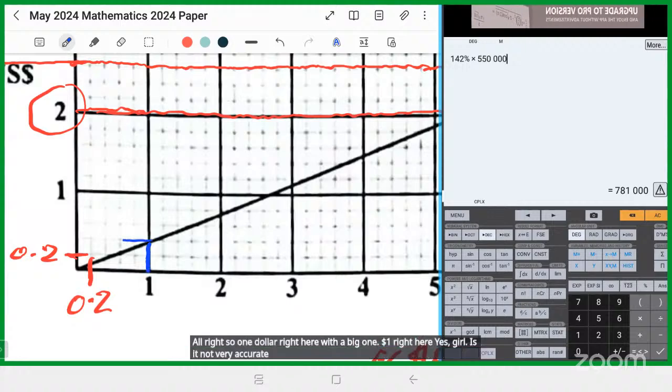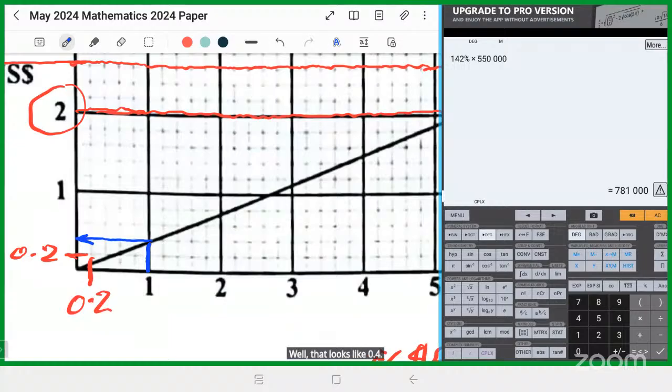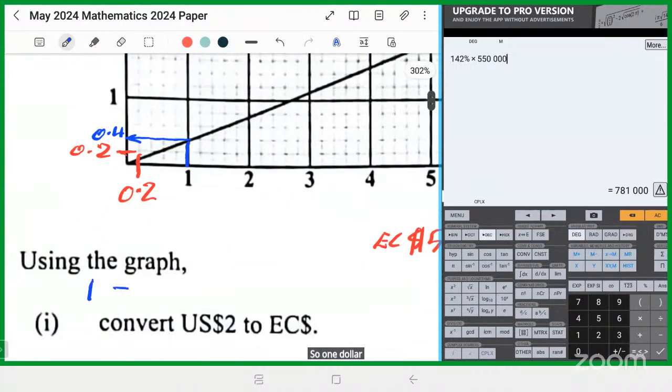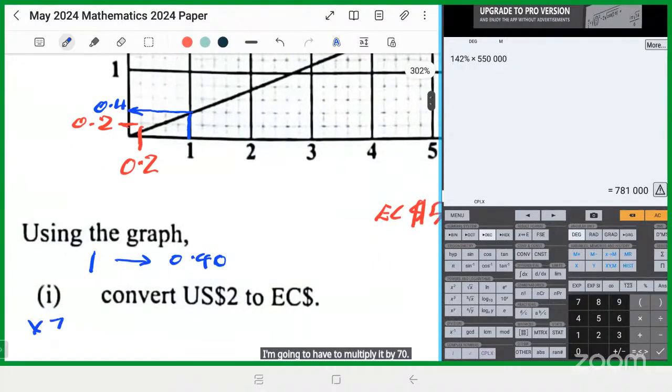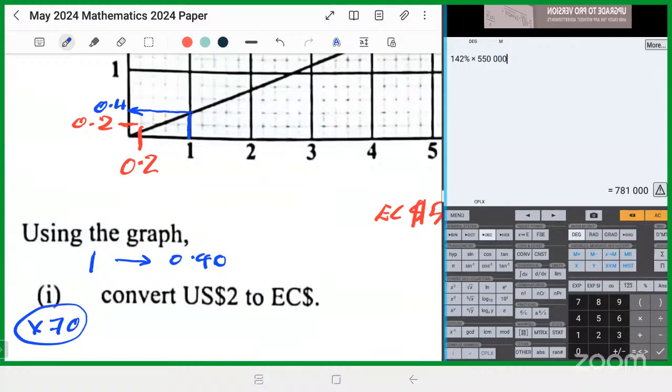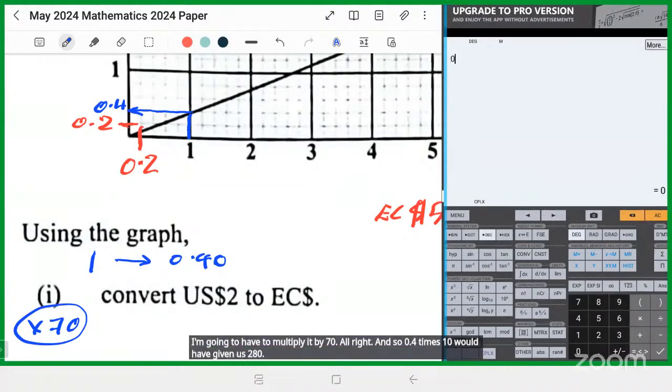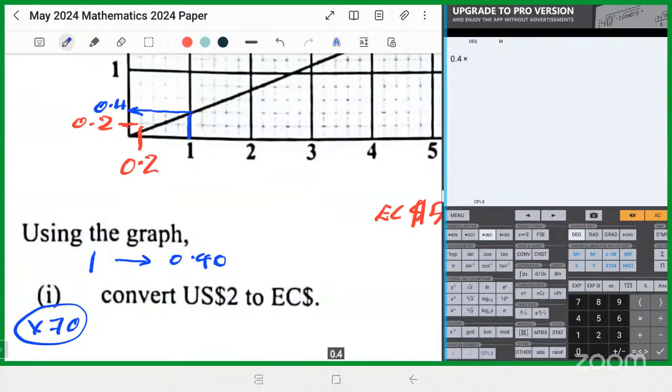Maybe it would have been giving us this. So that looks like 0.4. We'd be getting 0.4. So $1 would be giving us 0.4. And we would have to multiply it by 70. Right? And so 0.4 times 70 would be giving us 28. I think if you do it that way and you get the 28, that will give you your marks.